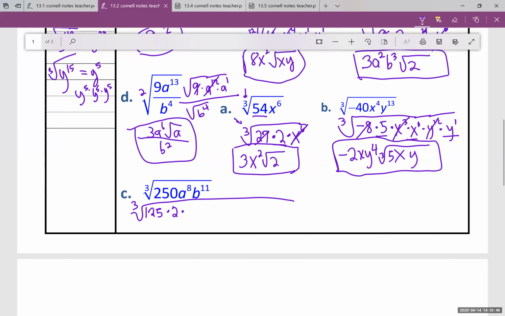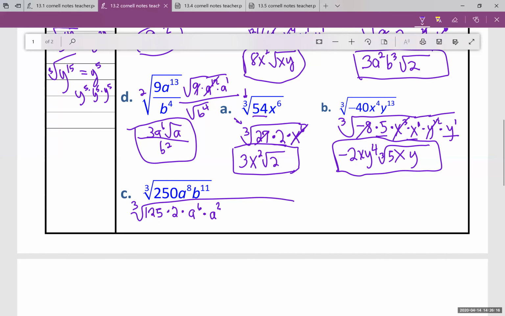Now, I need to rewrite my a to the 8th. 8 is not divisible by 3, so I can't use a to the 8th. So I'm going to ask myself, can I use a to the 7? Is 7 divisible by 3? No. Well, I'm going to go down another one. A to the 6th. Is 6 divisible by 3? Yes. So I will do a to the 6th, but look what I have to tack on. I have to tack on a to the 2nd power, because this could get me back to a to the 8th. 6 and 2, adding that together.